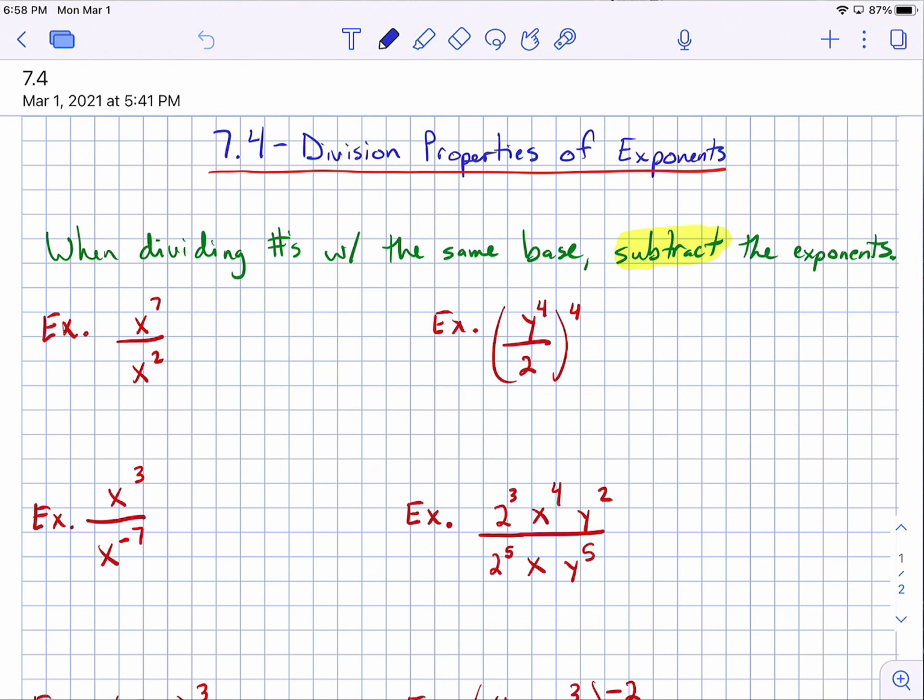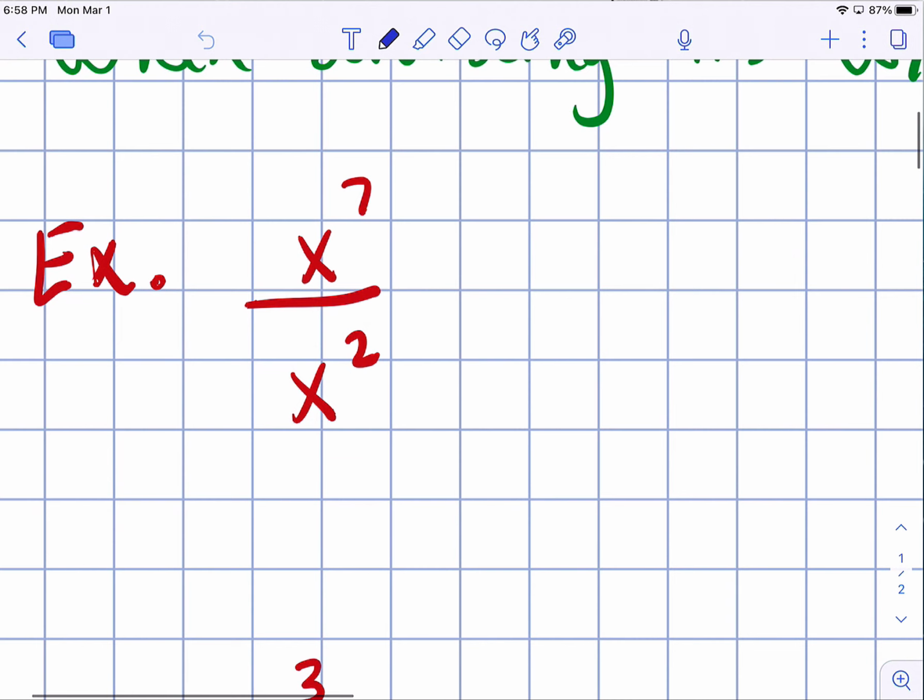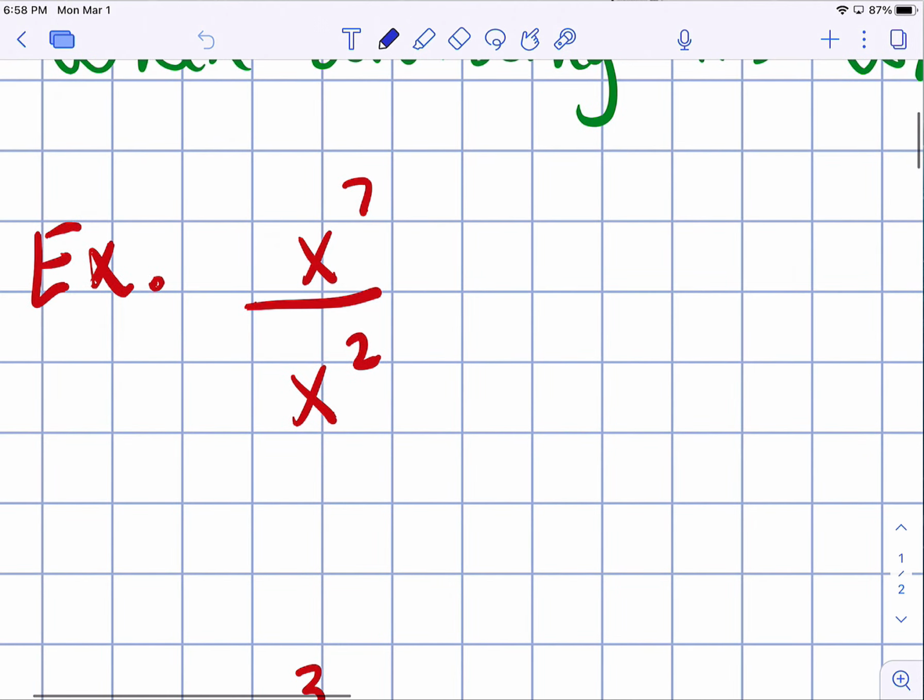Okay, so hopefully that makes sense that multiplying, we add the exponents, dividing, we would subtract the exponents. So again, just like I have for the last few days, I'm going to show you what the answer is and why it is the way it is for this first one. So like the rule says, I'm just going to subtract these exponents. 7 minus 2 is 5, so this would be x to the fifth.